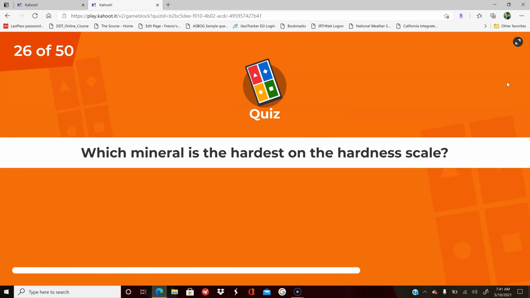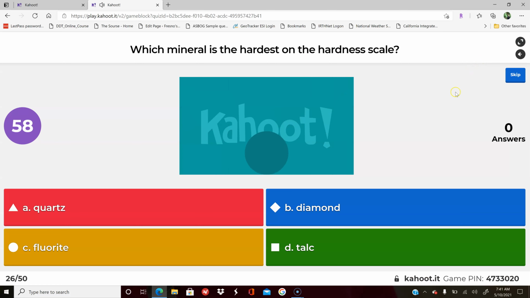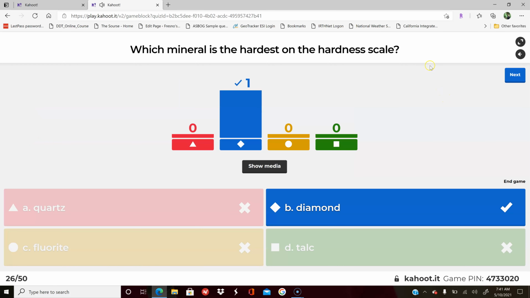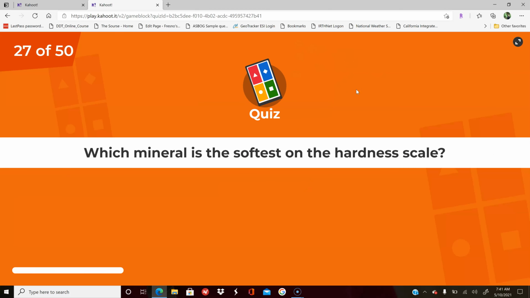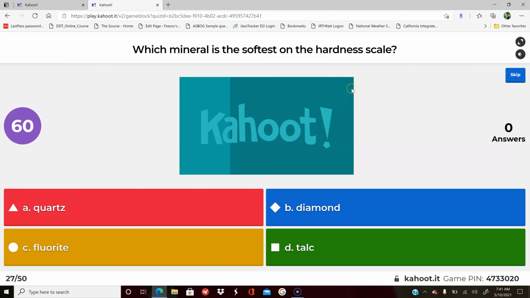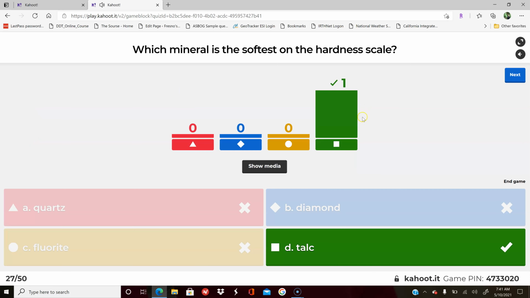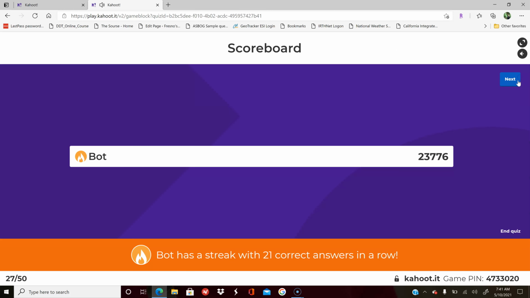Which mineral is the hardest on the hardness scale? That'd be quartz, diamond, fluorite, or talc. That would be diamond. Diamond is the hardest mineral on the hardness scale. Which mineral is the softest on the hardness scale? Quartz, diamond, fluorite, talc. That would be talc. Talc is the lowest, or softest, on the hardness scale.